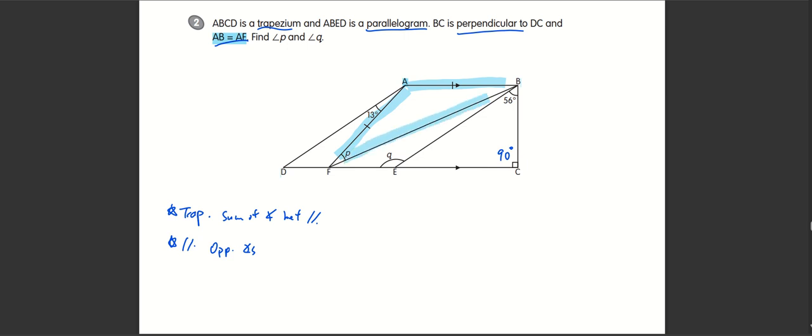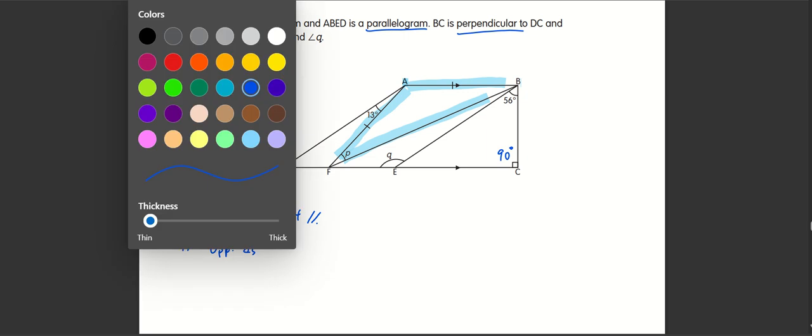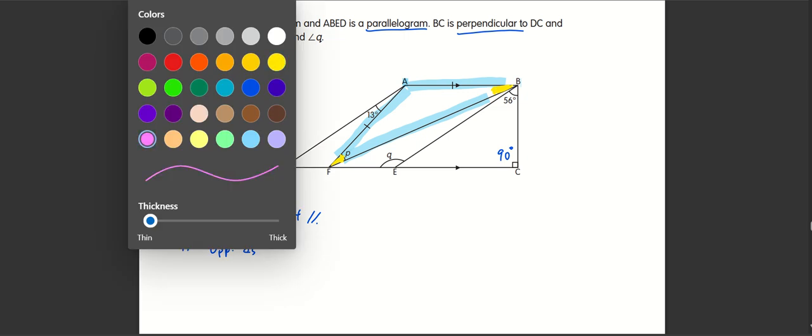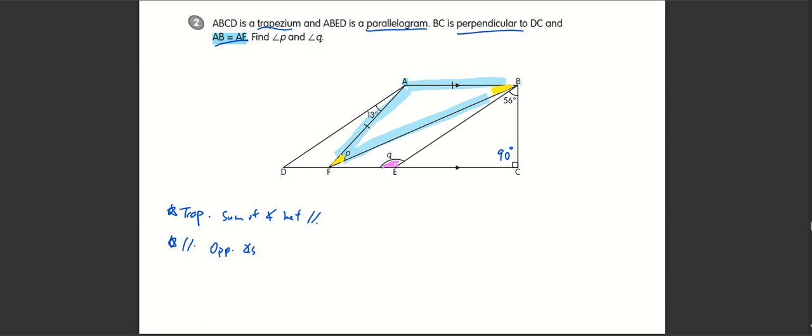Okay, and we have to find two angles, angle P and angle Q. Angle P is part of the isosceles triangle, which you can already identify. The other corner is here. And then angle Q here. Okay, so you have the parallelogram ABED, and then you have the trapezium ABCD.